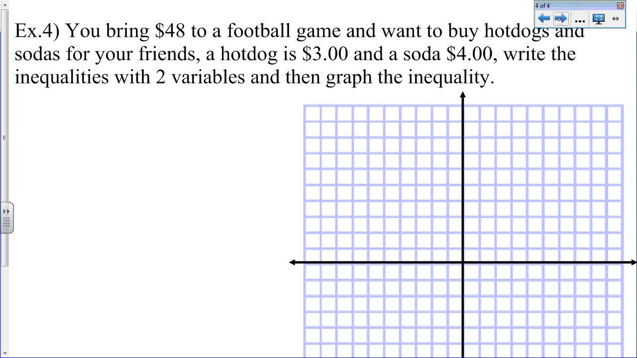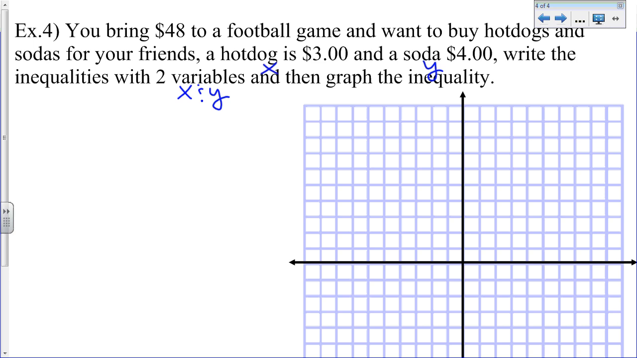Let's take a look at our word problem now. You bring $48 to a football game and want to buy hot dogs and sodas for your friends. A hot dog is $3 and soda is $4. Write the inequality with two variables and then graph the inequality, which means we're going to have x and y. All right? So I'm going to call x my hot dogs and y my sodas. It doesn't matter which one you use.